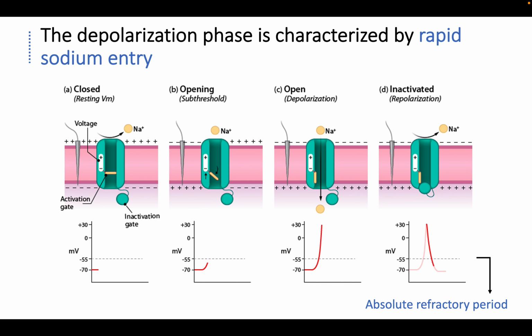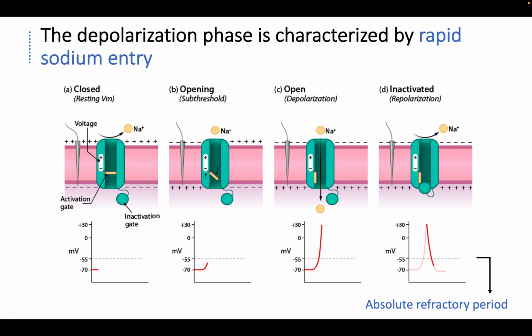So in other words, the inactivation gate is not dependent on voltage, all right? So any other stimulus that arrives, any other thing that comes and causes the inside of the membrane to become more positive, it's not going to influence this inactivation gate, so it's going to stay closed, and so sodium is not able to enter. This is a phase known as the absolute refractory period, all right?